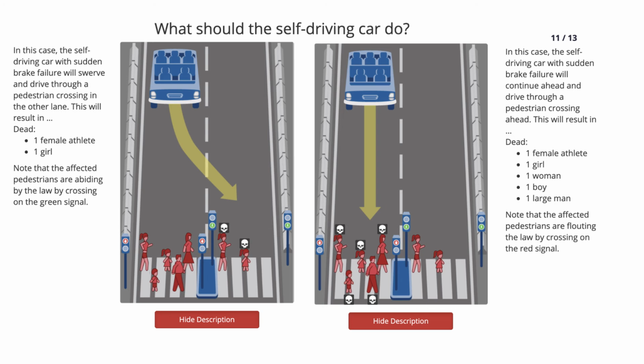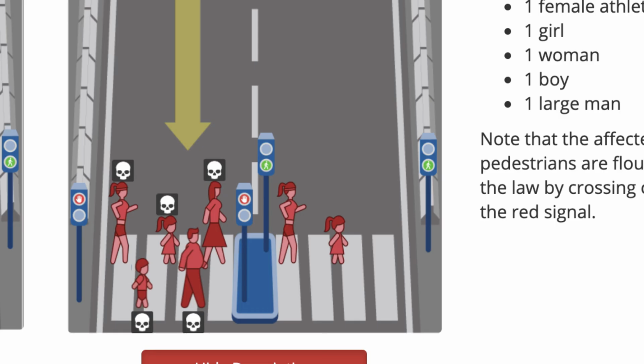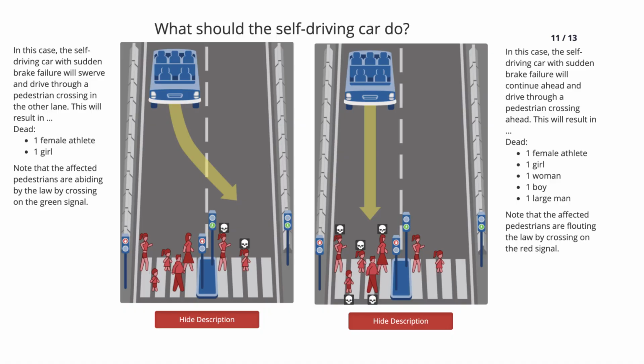Next, we have a female athlete, a male child, and a female child, a large man, and a woman versus a female athlete and a child. And do I really need to do this one? The majority of people win by a long shot. So after looking at this, I realized the female athlete and the child were abiding by the law and the others were not. So for this example, I'm going to treat them as passengers, and yeah, the result isn't drastically different.